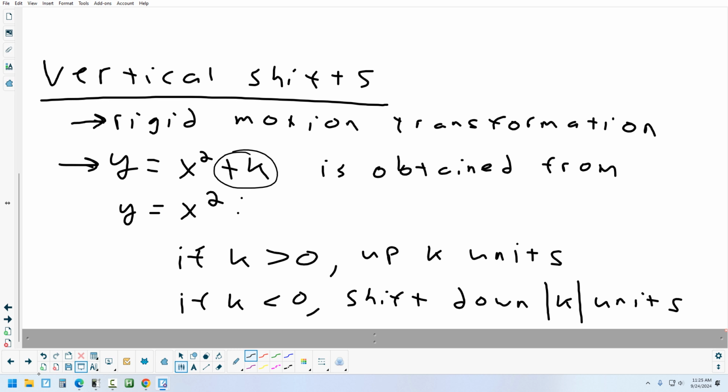But what you don't want to say is, if it was a -2, don't say shift down -2. You can shift up 2 or you can shift down 2. You can't shift down -2. Okay? The amount of the shift is always a positive number. The word that you use in front of it, up or down, takes care of the negative or the positive. So those are vertical shifts.